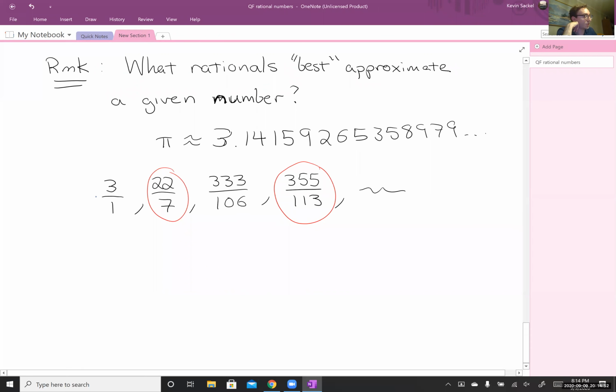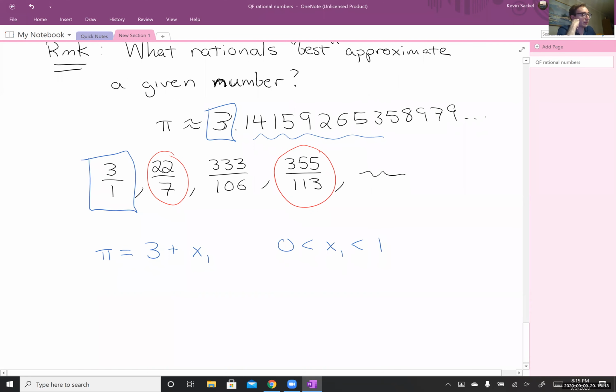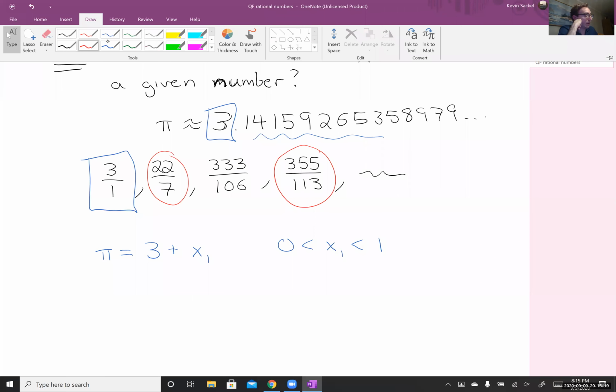So the first approximation is just, I take this 3/1 and I see, okay, well, I have this 3 plus some remainder, right? So I can write pi equals 3 plus something. I'll write x1 maybe, where 0 is less than x1 is less than 1. Now, if I think about x1, I want to approximate that by a rational number, but it's between 0 and 1. So what can I do? Well, I can flip it. I can take its reciprocal.